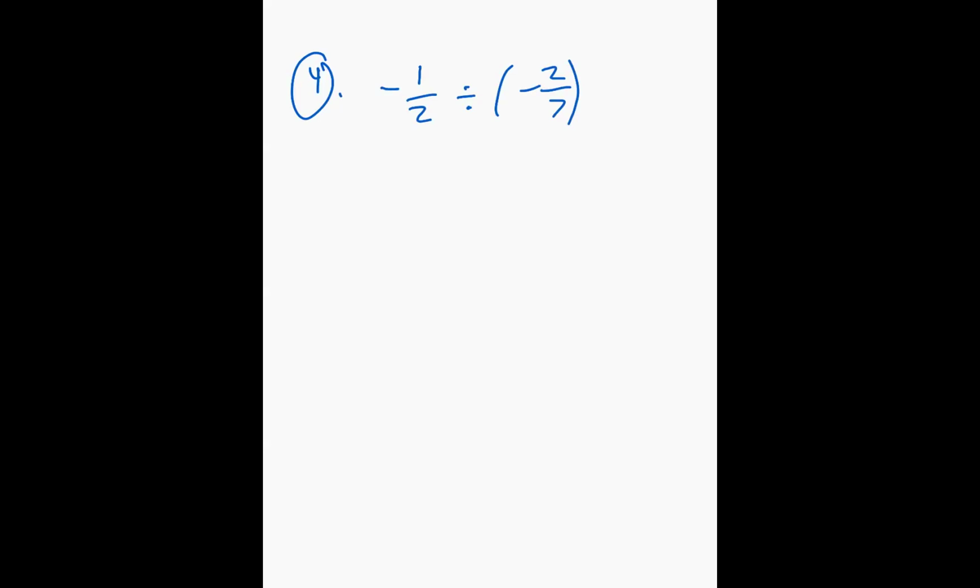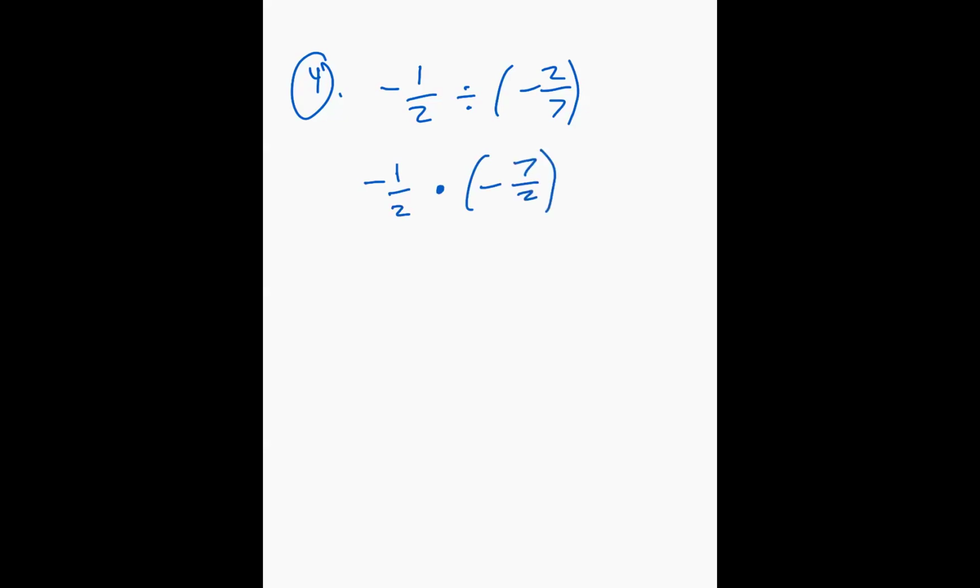So -1/2 divided by, parentheses, -2 over 7. That's what we're supposed to do. Once again, as it stands right now, this problem is impossible because you can't really directly divide by a fraction. So can you just write impossible? No, but you can do it. But how do you do it though? To divide by a fraction, you multiply by its reciprocal. So its reciprocal is -7 over 2.